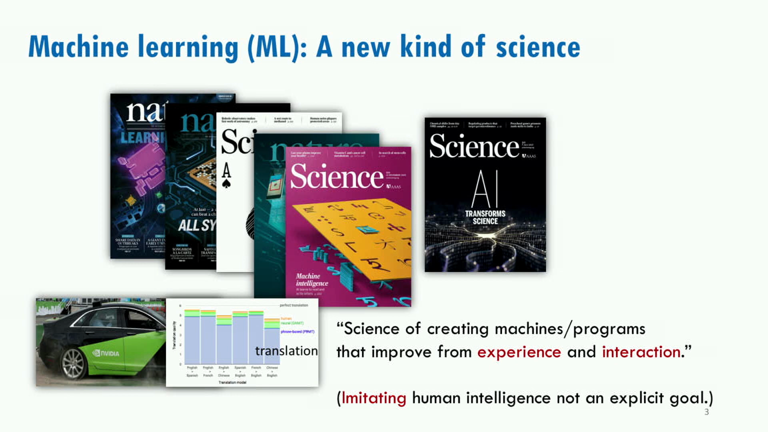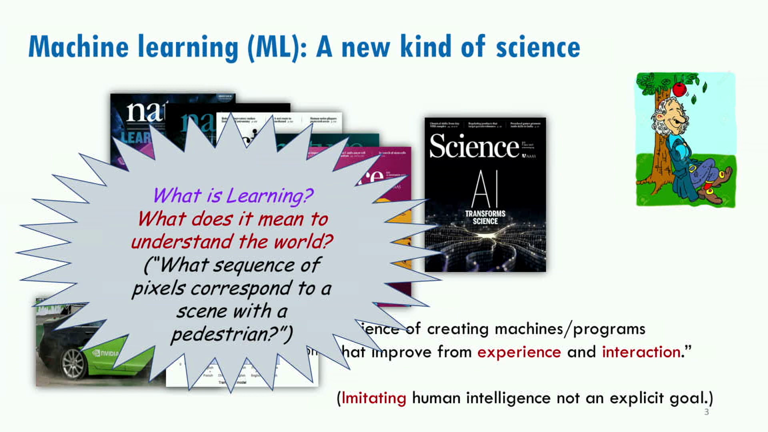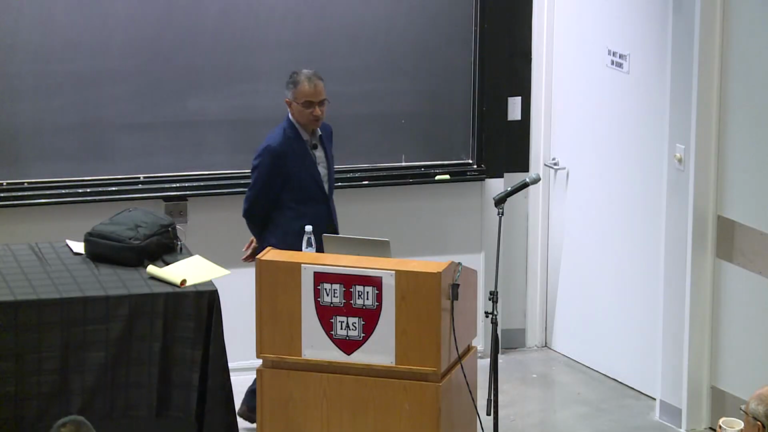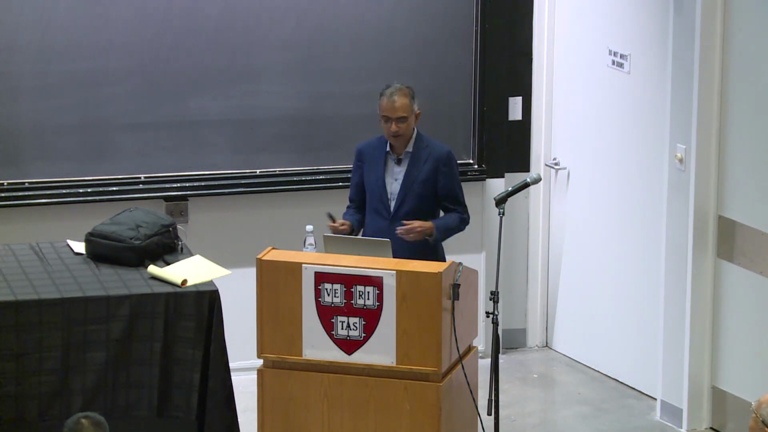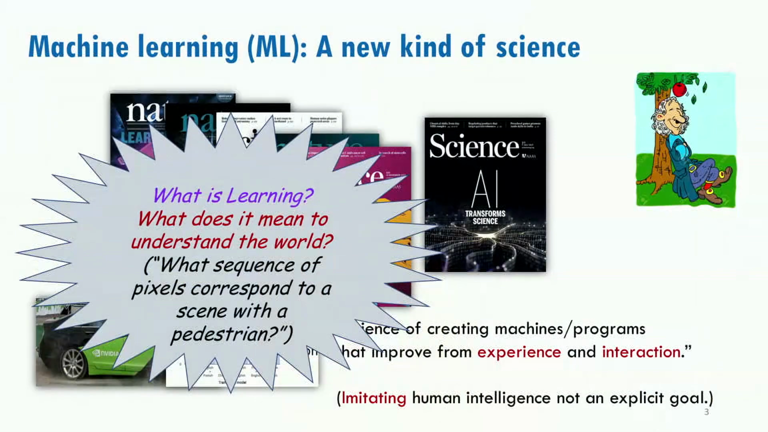And once you start trying to solve these tasks by machines, you're forced to encounter some very basic, even naive questions like, what is learning? What does it mean to understand the world? So for example, what makes a sequence of pixels correspond to a scene with a pedestrian? Something that you hope your self-driving car in 5 years would know how to solve. These are simple, even naive questions, almost at the level of Newton's question of why does the apple fall from the tree to the earth? And when people first heard it, they said, what do you mean? That's what things do. So these are naive questions like that, and that's always the beginning of a good science.